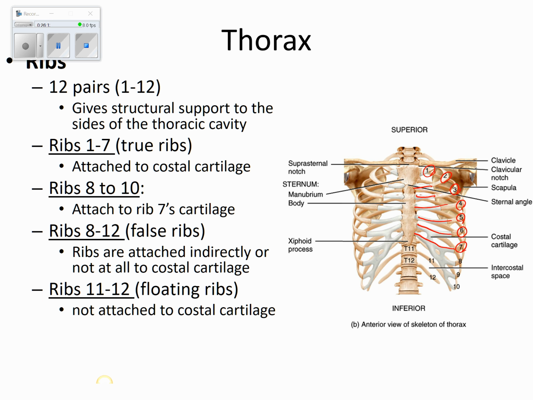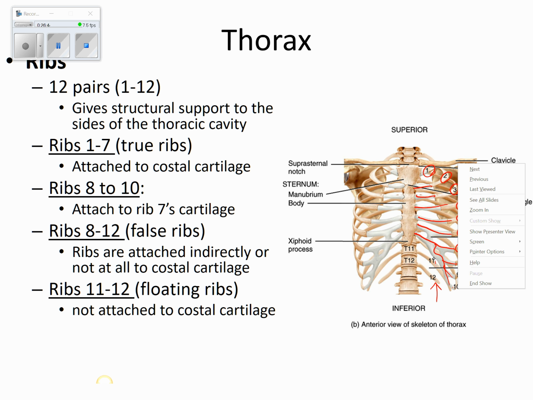Okay, 8, 9, and 10 are indirectly connected. They come up and join in at 7's cartilage, and then go to the sternum, so they're considered false ribs. Those ribs are attached indirectly or not at all to the costal cartilage, because 11 and 12 are not attached at all. So I tell students all the time, 8, 9, and 10 are false ribs. 11 and 12 are false ribs, but they're also floating ribs, because they are not attached to any costal cartilage at all.